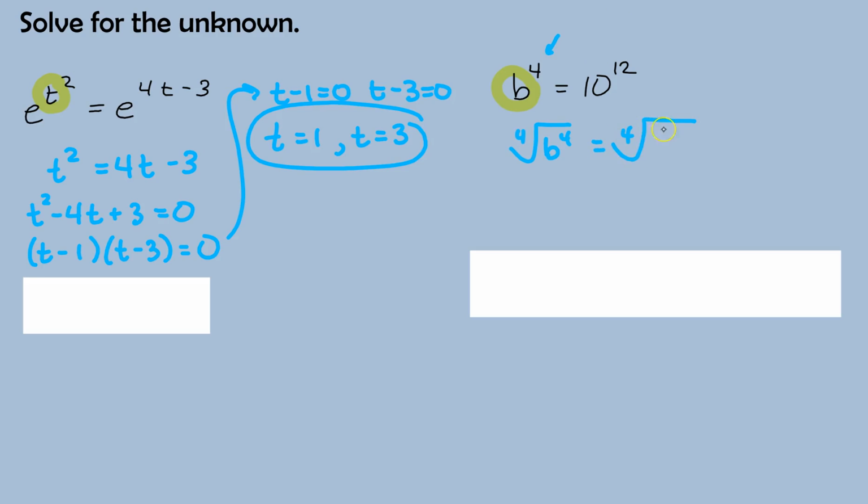just like if you were to take the square root of both sides, you actually need plus or minus. So b equals plus or minus the 4th root of 10 to the 12th. Now couldn't we think of the 4th root as a 1/4 power? So this is the same as 10 to the 12 fourths. And 12 fourths reduces to 3. So this is the same as plus or minus 10 to the 3rd, which we know is 1,000. So b is plus or minus 1,000.